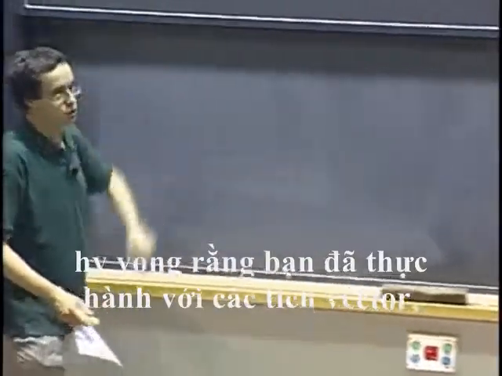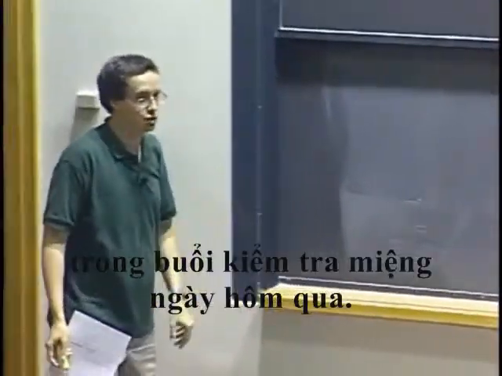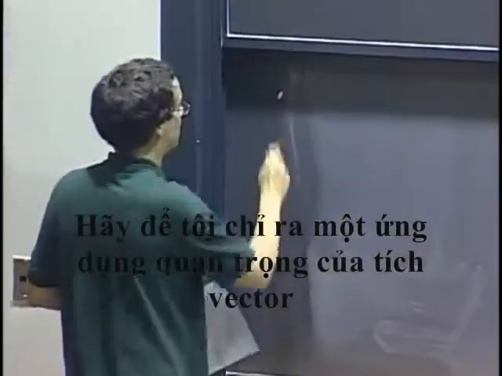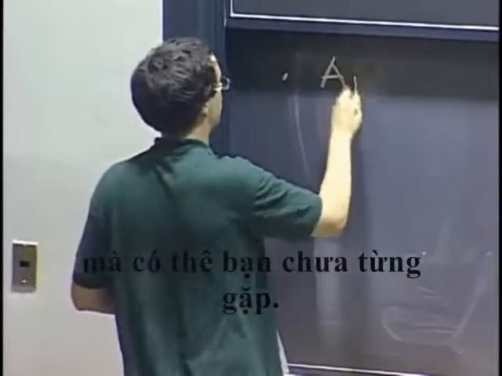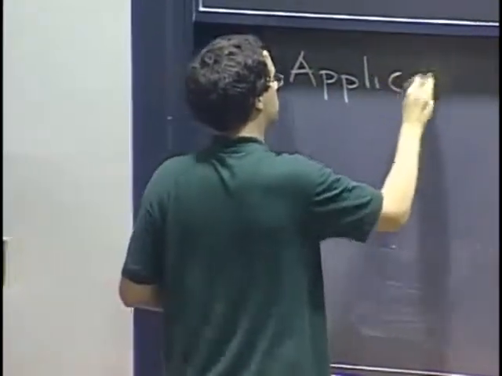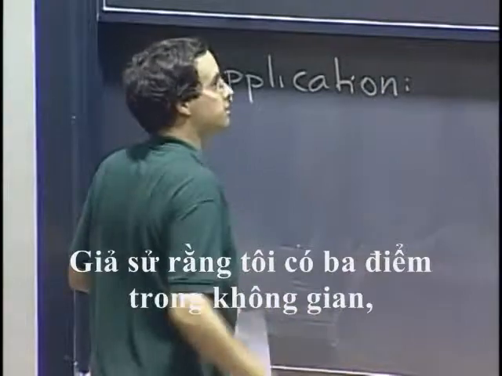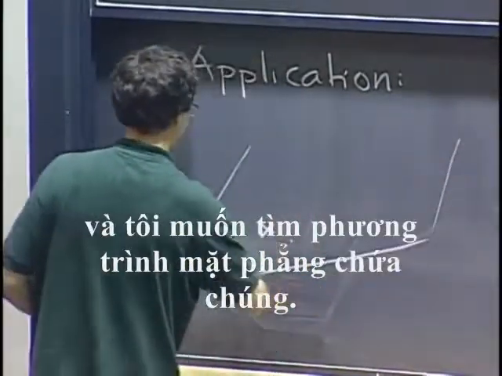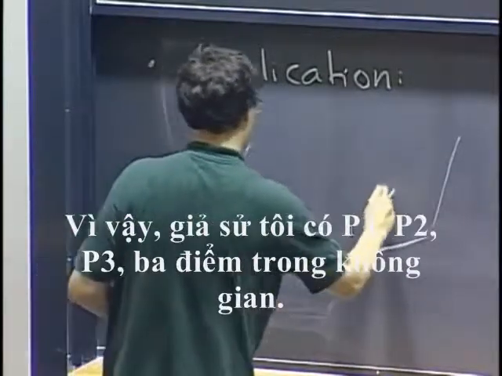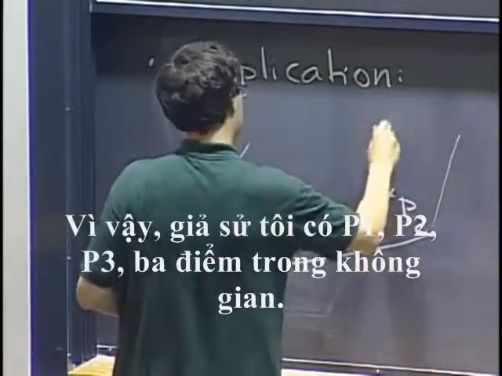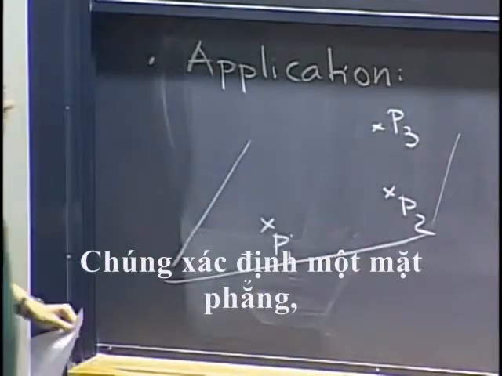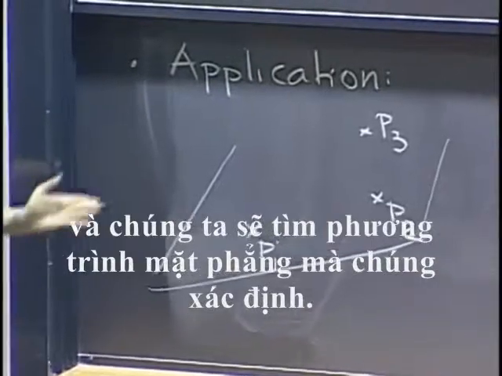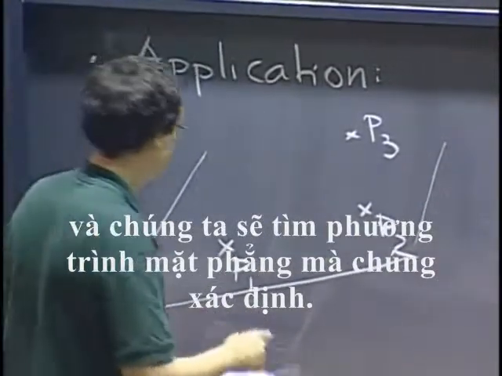So hopefully you got practice with cross products and computing them in recitation yesterday. Let me just point out one important application of cross product that maybe you haven't seen yet. So let's say that I'm given 3 points in space, and I want to find the equation of a plane that contains them. So say I have P1, P2, P3, 3 points in space. Well, they determine a plane, at least if they are not aligned. And we would like to find the equation of the plane that they determine.